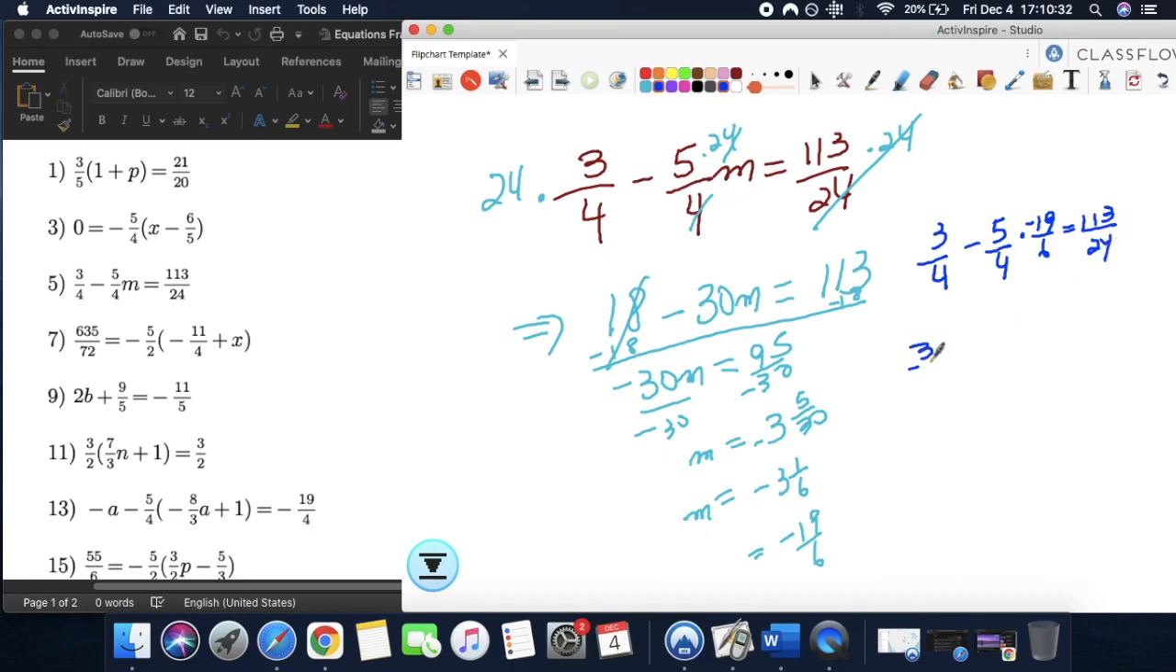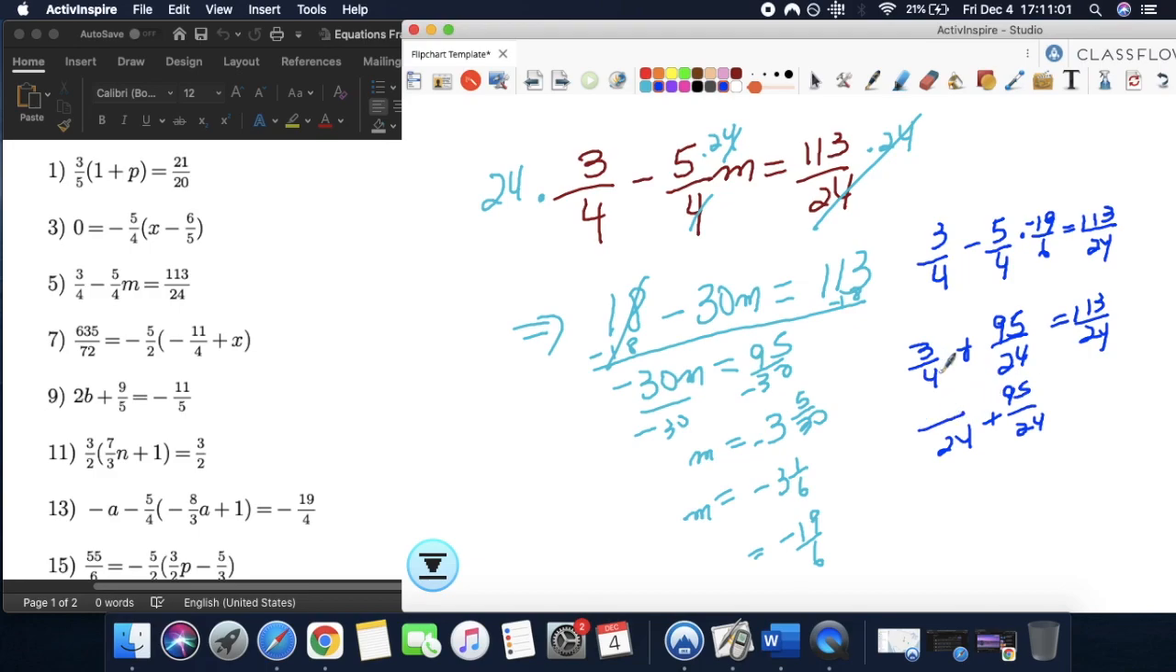So 3/4 minus, and let's multiply these two. Can I simplify anything? No, I can't. So 4 times 6 is 24, and the top is a negative times a negative, which is going to give me a positive, and 5 times 19 is going to be 95. Equals 113/24. Let's find the common denominator here, which is going to be 24. That's already 24, so we keep it, and that's going to be 95 on top.